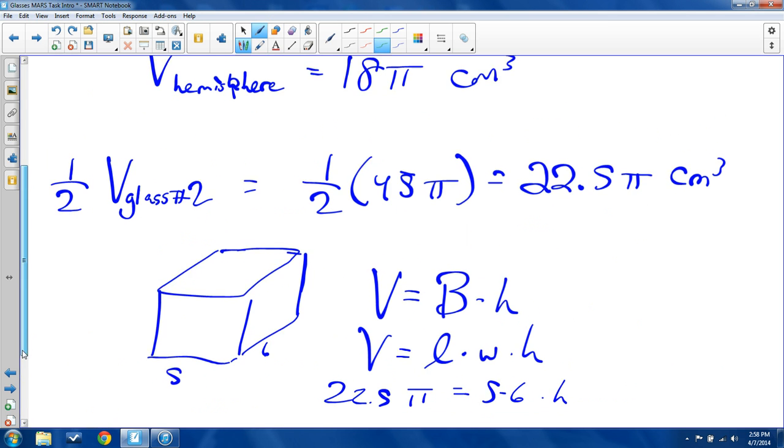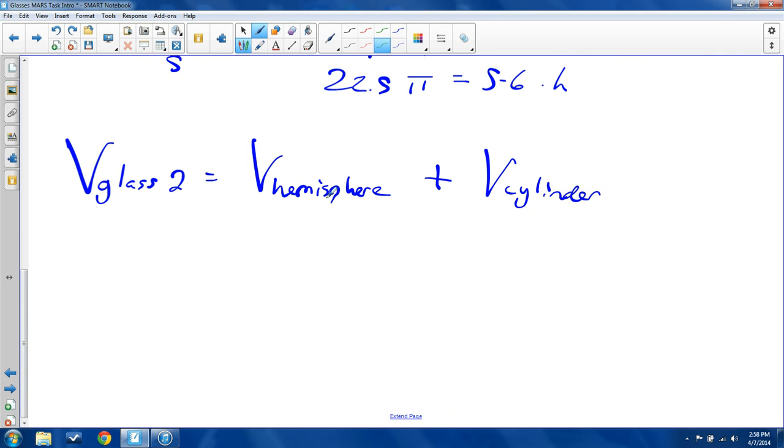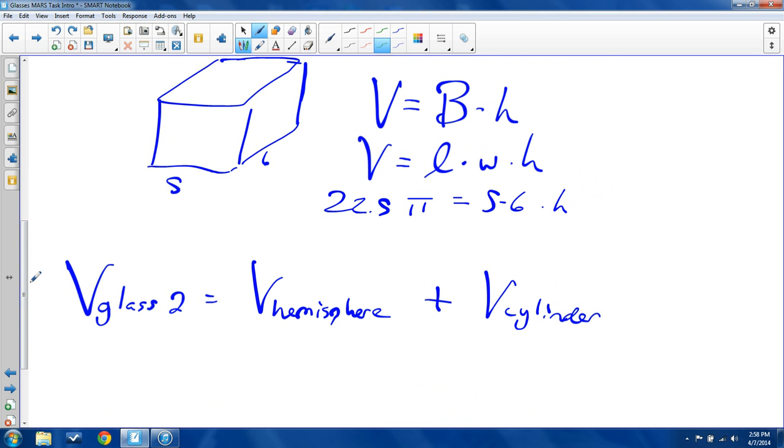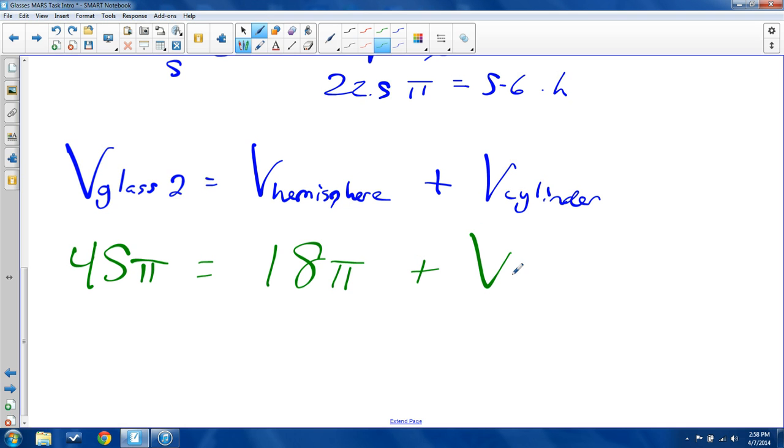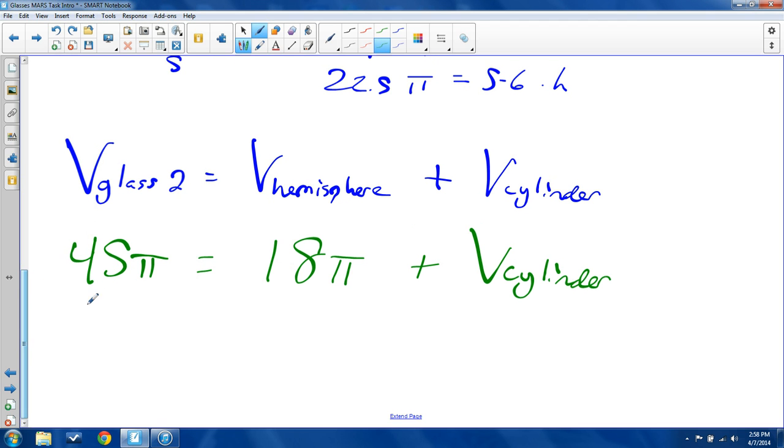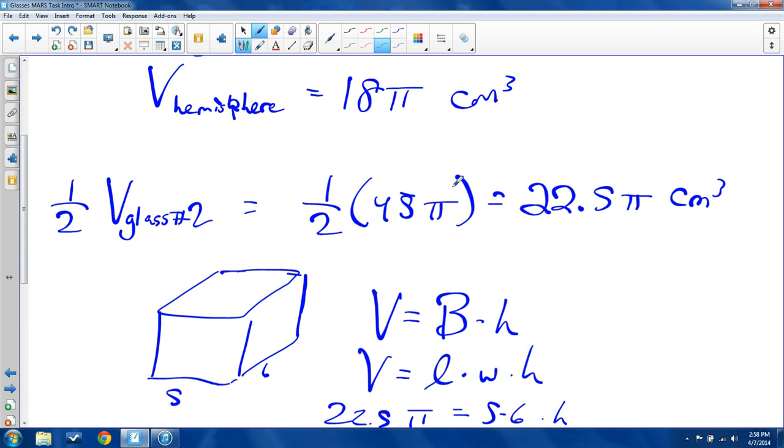So if you're for sure going to get the bottom, then for the volume of glass number 2, let's do the volume of the full glass, which is 45 pi, is equal to the volume of the bottom, which remember was 18 pi, plus the volume of the cylinder. Now the volume of the cylinder portion obviously must be 27 pi, but I want to find out what the volume of the cylinder is when I'm looking at half the volume of the glass. So half of this was 22.5 pi, right? We already figured out that volume of half this glass would be 22.5 pi.